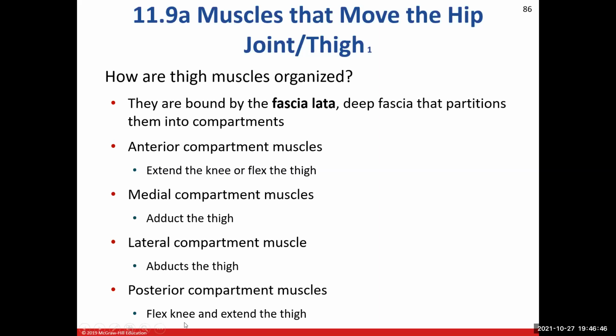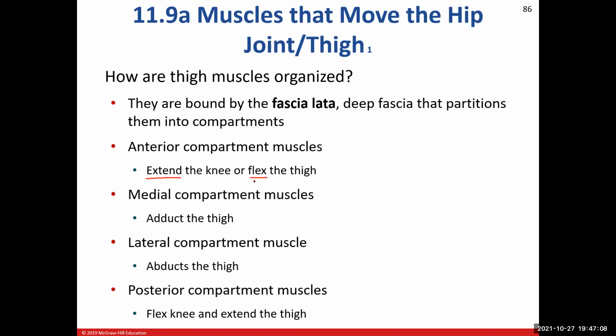When we're talking about the anterior compartment, those are the muscles on the front of your thigh, and they are going to extend the knee. What does that mean? They're going to straighten your leg. And they're going to flex the thigh. What does that mean? If I ask you to bring your knee to your chest, you are flexing your thigh.